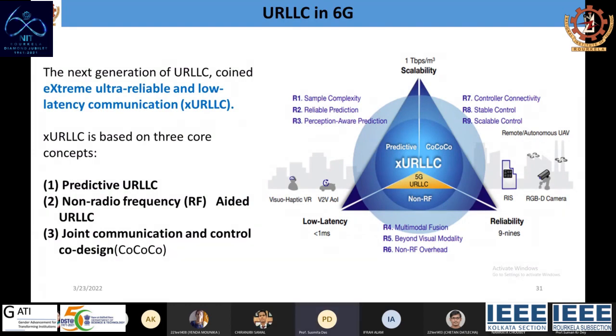So the next generation URLLC, which is coined as ultra-reliable low-latency communication. As you see here, a nice triangle, and inside it, three, that means extreme URLLC is given here. So this is the next generation URLLC. It is based on three core concepts, so it is divided here into three core concepts, you can say.